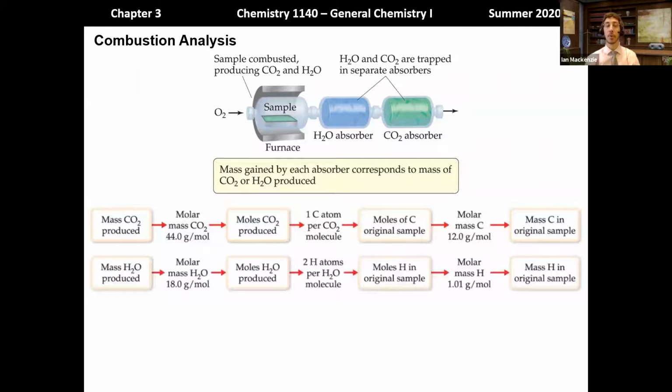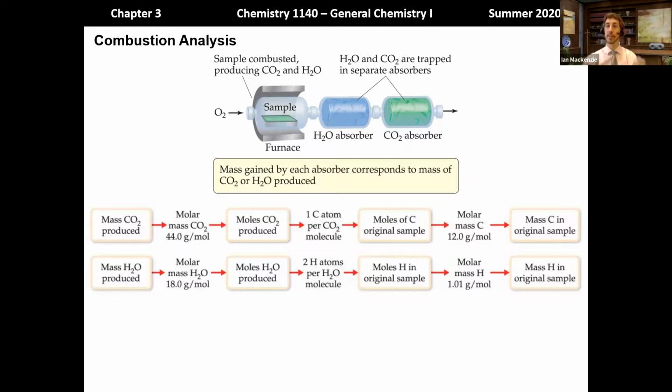Now I'm going to do something similar with water. All of the hydrogen from water comes from the original sample. It doesn't come from the oxygen, certainly, that's fed in. All of the hydrogen comes only from my original sample. So I take the mass of water that's produced and convert that to moles using the molar mass of water. Now, there are 2 hydrogen atoms per every 1 water molecule, which means that there are 2 moles of hydrogen atoms per every 1 mole of water molecules.